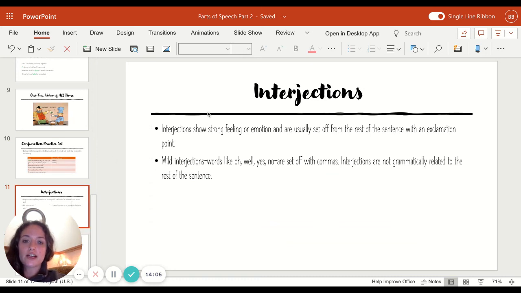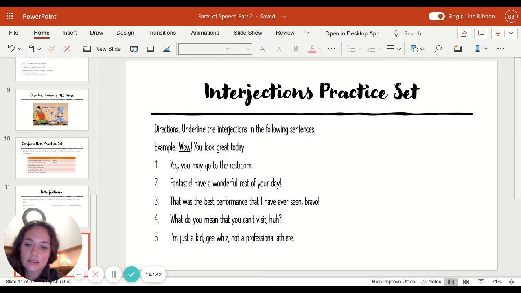All right. Interjections show strong feeling or emotion and are usually set off from the rest of the sentence with an exclamation point. Mild interjections, words like oh, well, yes, no, are set off with commas. Interjections are not grammatically related to the rest of the sentence. So it's not necessary, but it gives you a feeling instead of grammatical correctness.